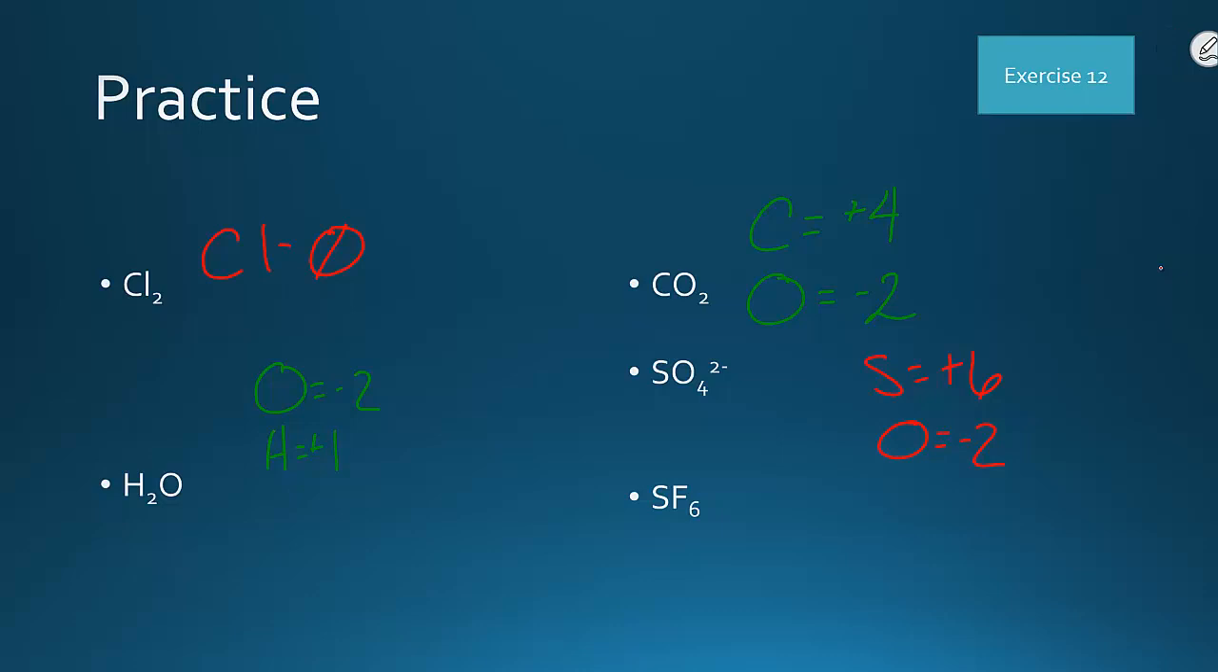of sulfur and fluoride. Again, in this case, sulfur is a +6, as just a coincidence. Sulfur can be +6, it can be +4, it can be -2. It just depends on what compound it's in.